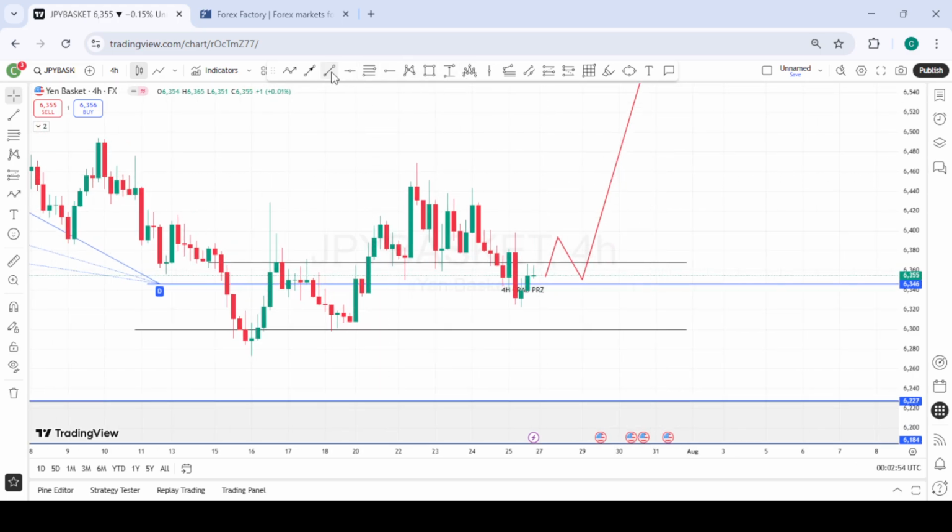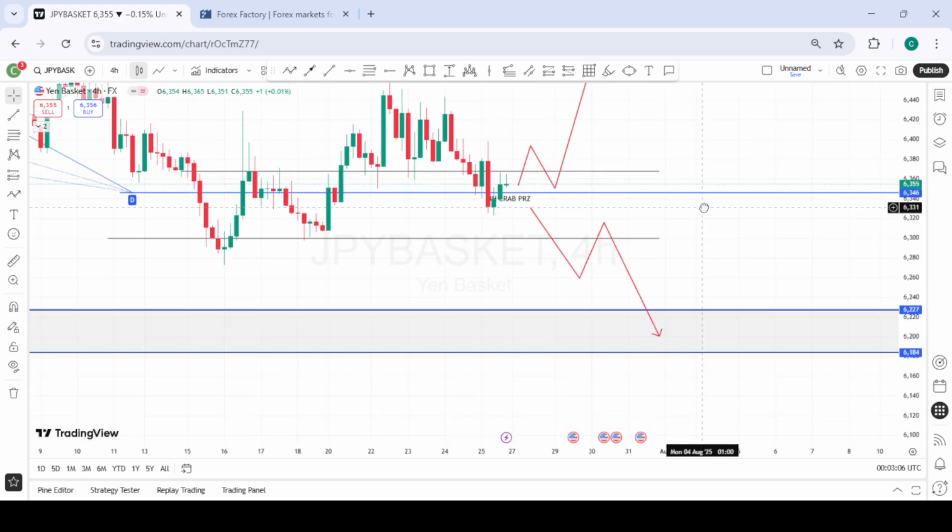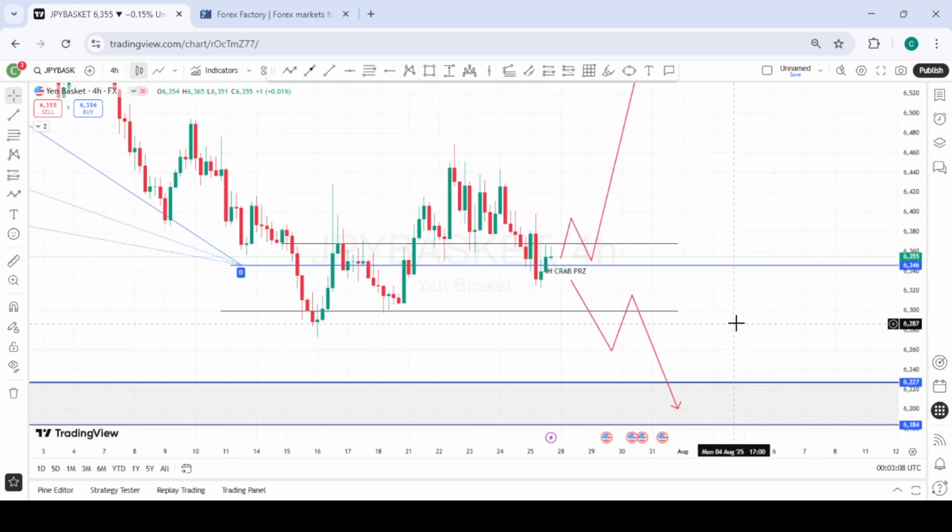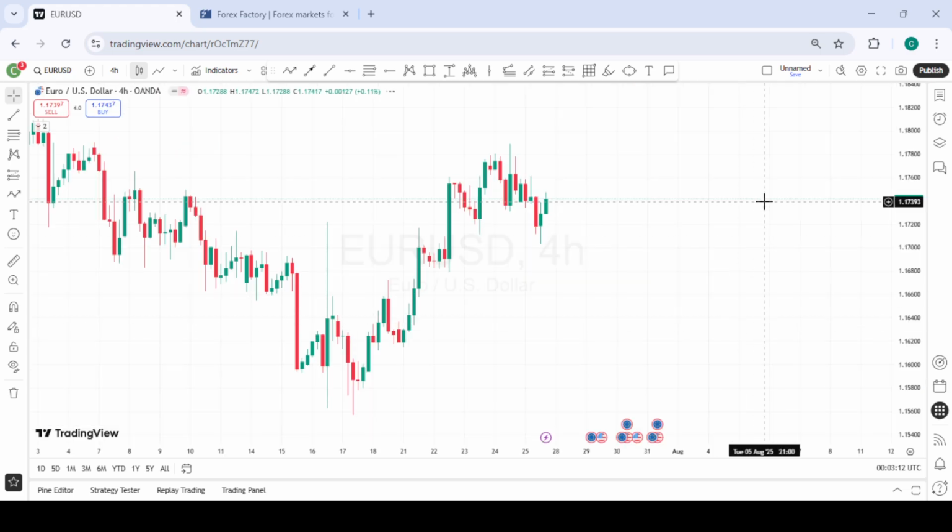But if we continue selling from this point and we break this low and get a retest, we can just sell into this zone or area of interest we have below. That is it for the Japanese yen index.